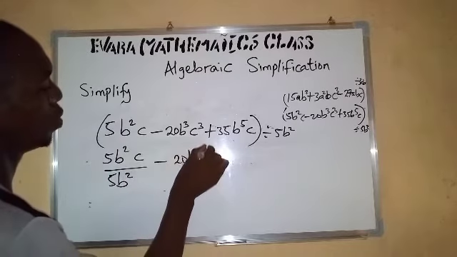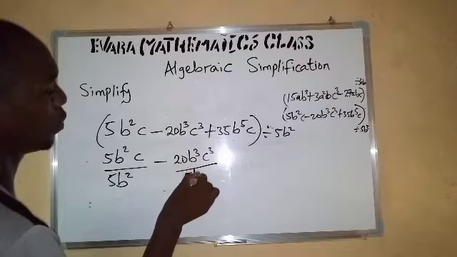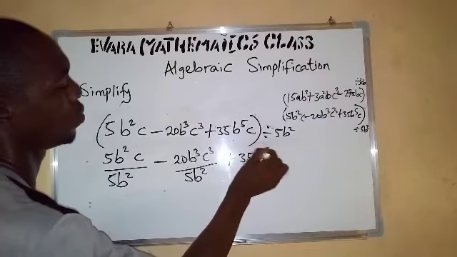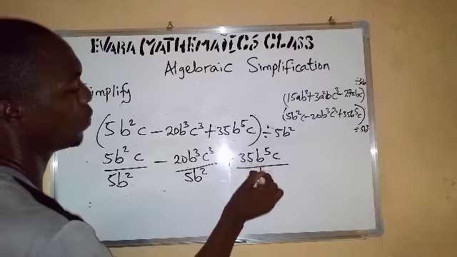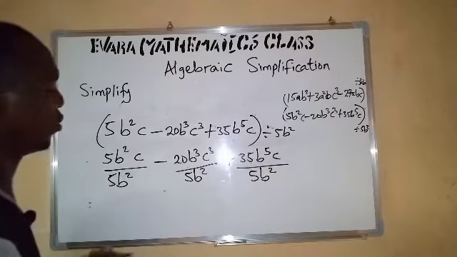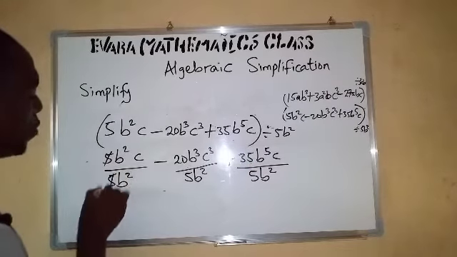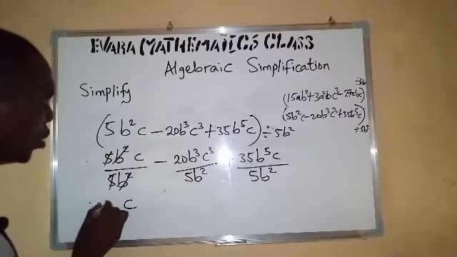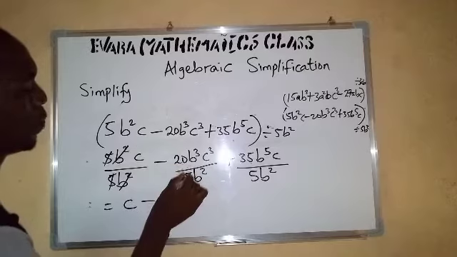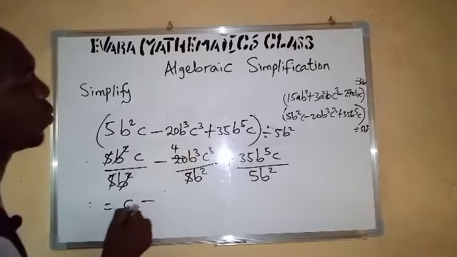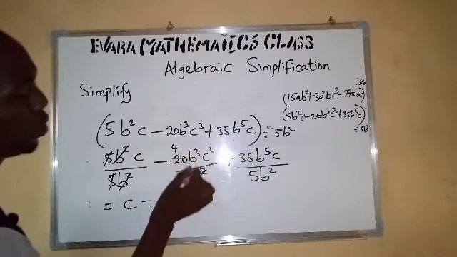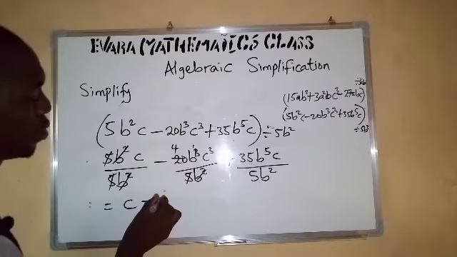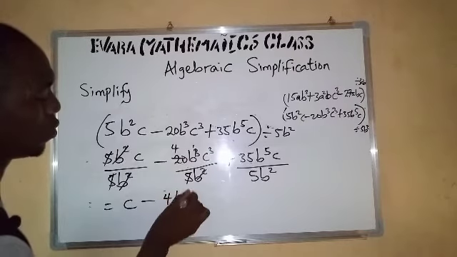20b cubed c cubed over 5b squared, 35b^5c over 5b squared. So now we got 5 divides 5. b squared, b squared. Here we are left with only c. 5 in 20 is 4. If you take 2 b's out of 3, we are left with 1. Then c still remains. 4bc cubed.